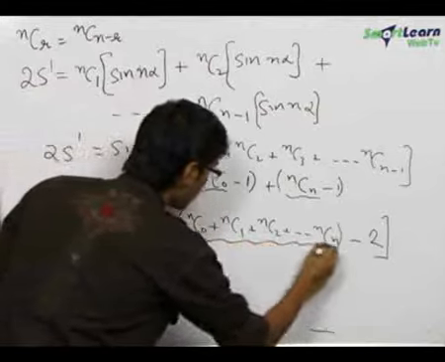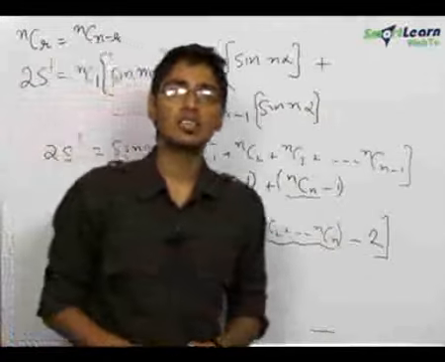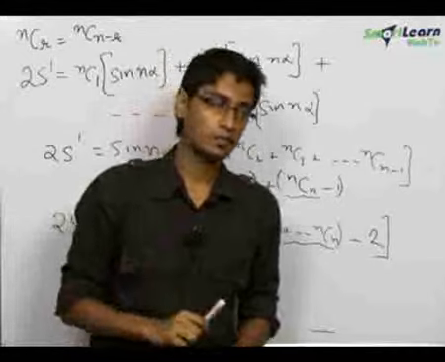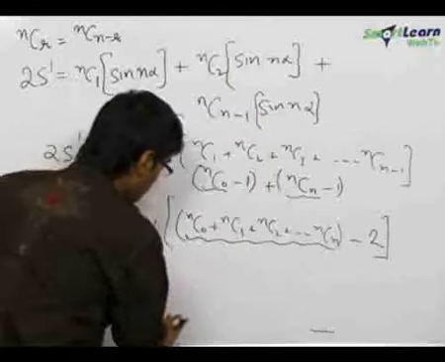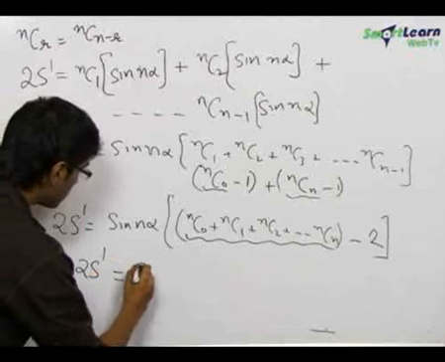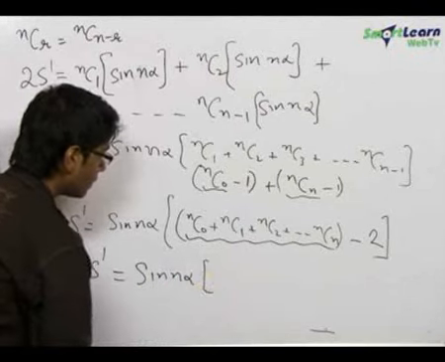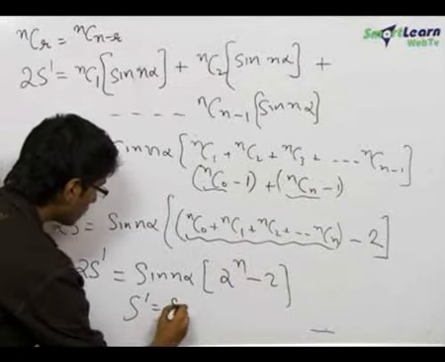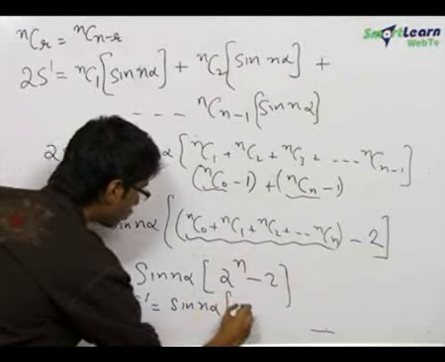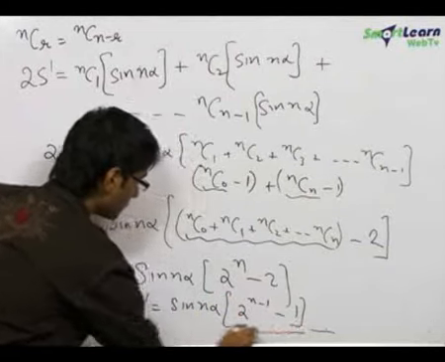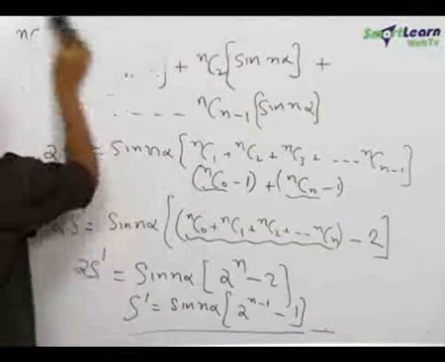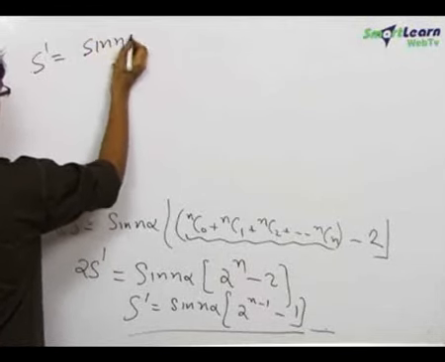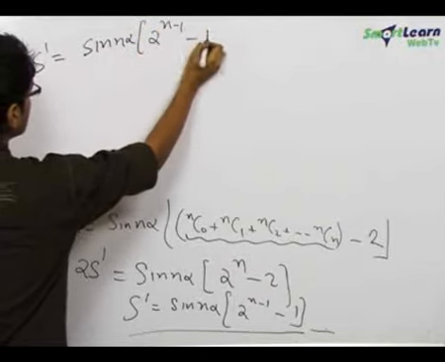Now we know the sum of this expression. You should always remember the sum nC0 plus nC1 plus nC2 up to nCn is equal to 2 power n, which we can very easily prove. So 2S dash is equal to sin n alpha into (2 power n minus 2). So we get S dash is equal to sin n alpha into (2 power (n minus 1) minus 1). So we rewrite the whole expression again. We get S dash is equal to sin n alpha into (2 power (n minus 1) minus 1).